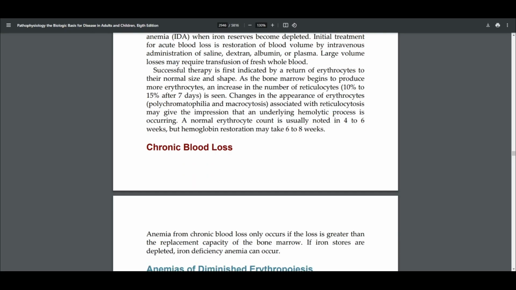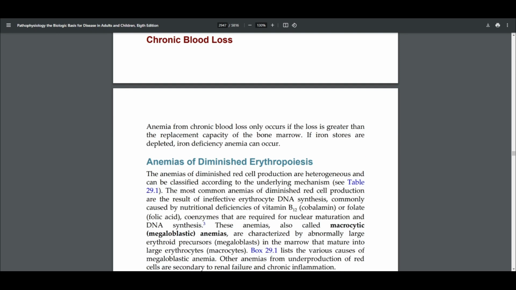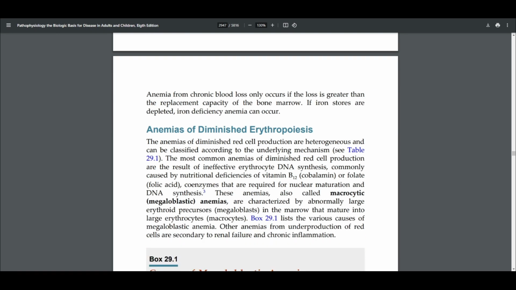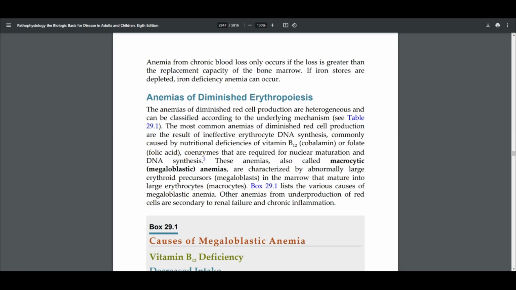That brings us to chronic blood loss. Anemia from chronic blood loss only occurs if the loss is greater than the replacement capacity of the bone marrow. If iron stores are depleted, iron deficiency anemia would occur.